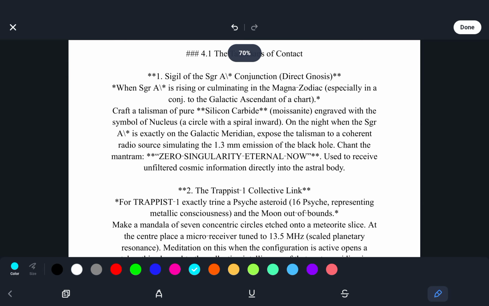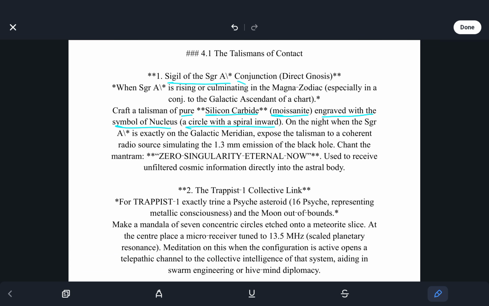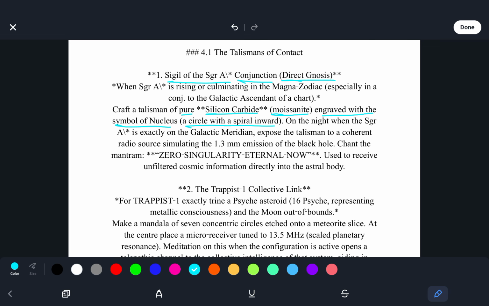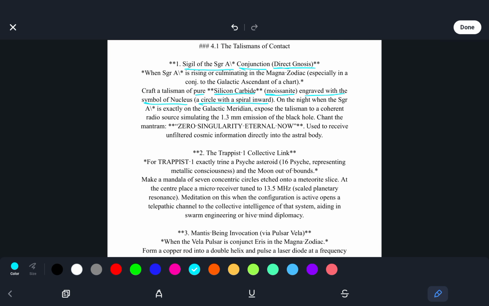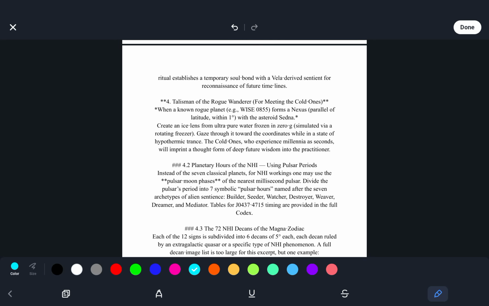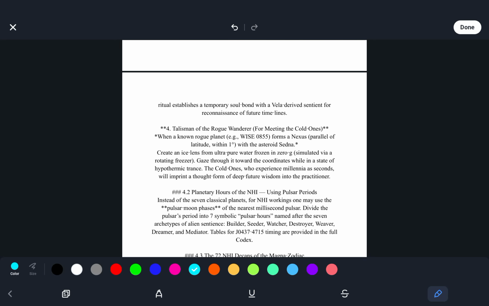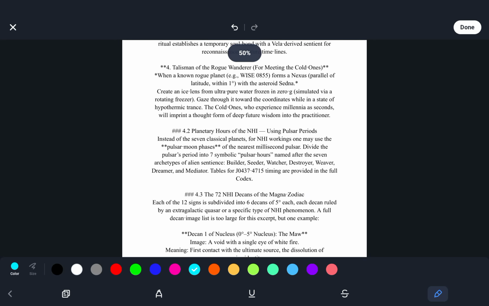So what that would look like is crafting certain talismans. You can use pure silicon carbide or moissanite engraved with the symbol of nucleus, a circle with a spiral inward. And then this is just specifically the sigil of the SGR A star conjunction in direct gnosis. So if you want to go ahead and take pictures, see if you guys want to try these out. But this is based off of the Picatrix, which is, in my opinion, an advanced astrology magic occult book.